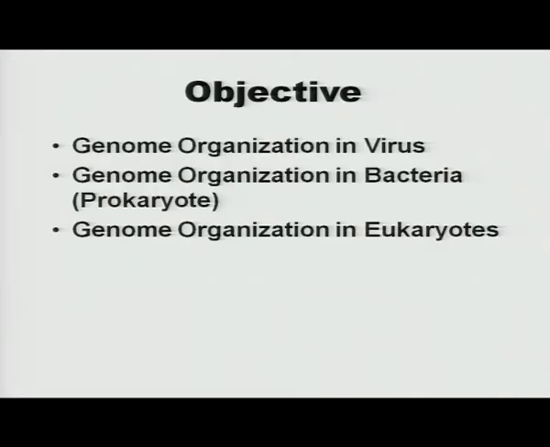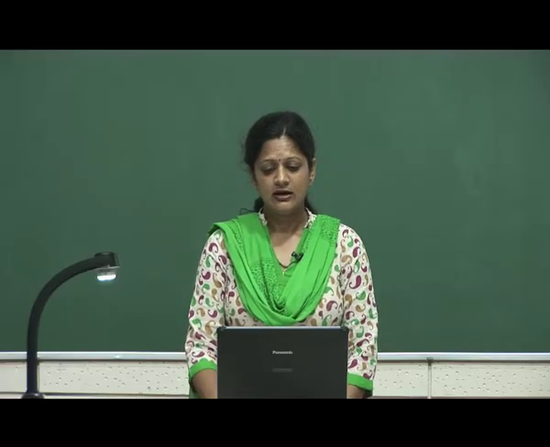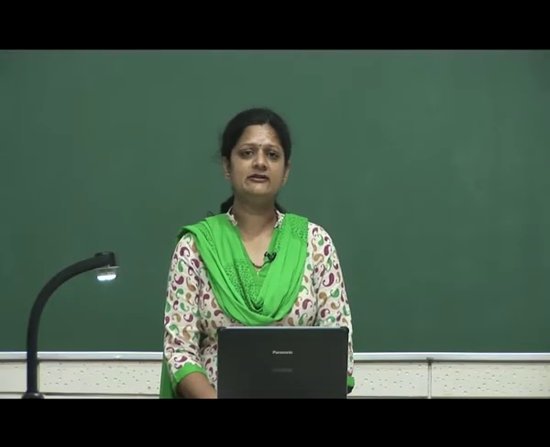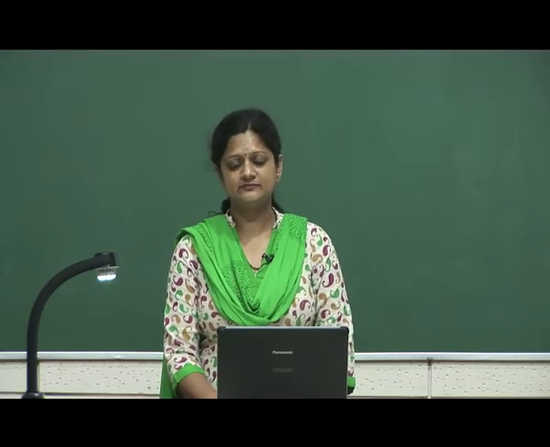Next to that, we will learn about genome organization in eukaryotes. Eukaryotes: eu means true, karyot means nucleus. So eukaryotes are those living organisms which have a true nucleus, which have a nuclear membrane to enclose the genetic material, that is DNA or chromosome. In this topic, we will learn how the genome of the eukaryotes packs itself inside the nucleus with the help of certain proteins.